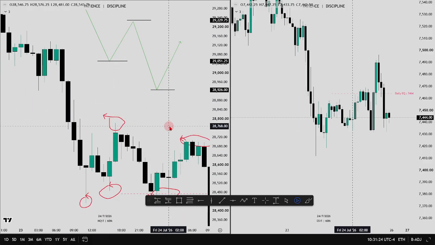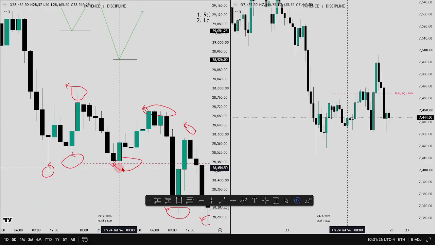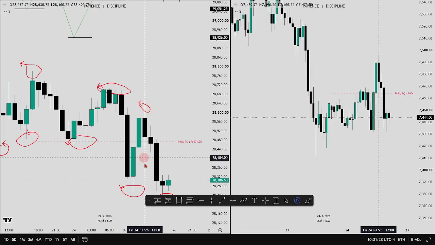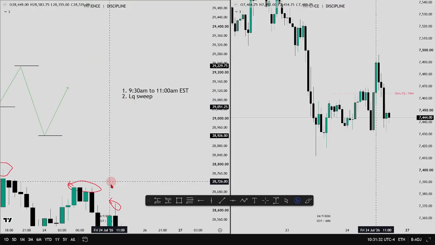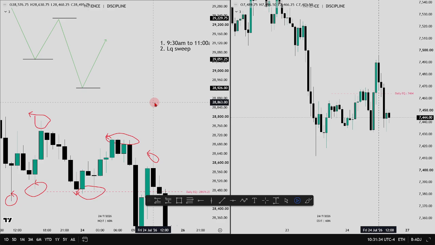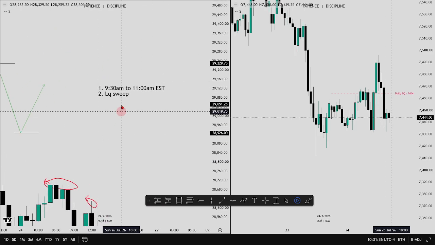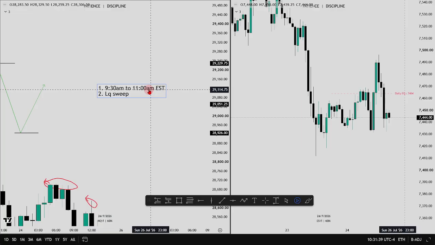And the same analogy applies here, and here, and here. So these are liquidities, and I prefer them to be swept from 9:30 to 11 o'clock EST. So from 9:30 to 11, I'm looking for liquidity sweeps.